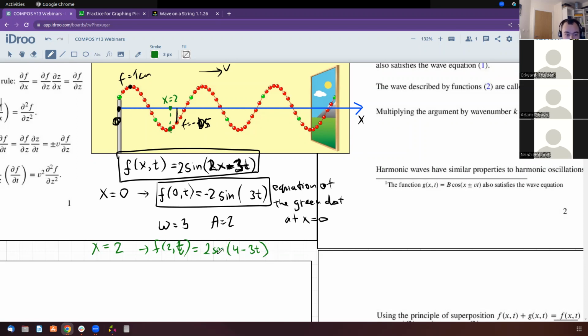It's the same. It's another oscillation. It's just with a different phase. So 4 is the phase difference.